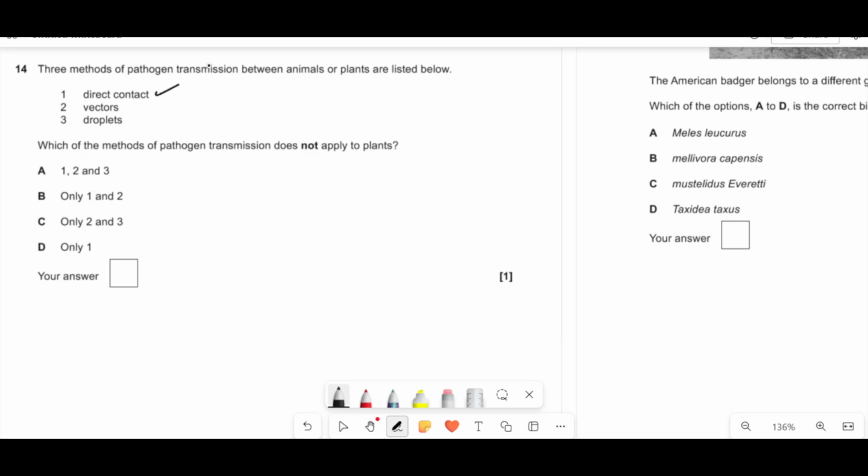Direct contact is one of them because if it grows onto a plant that's affected, that's true. Vectors is also another one because again, you've got wind, water, bacteria, all those sort of things that I've just said. So that's another one. And 3 is droplets. So again, plants don't really inhale, so there's not really going to be any of that going on. So it's just these 2, B.